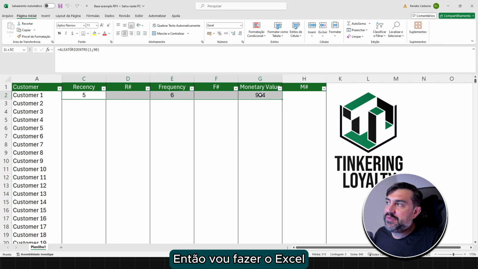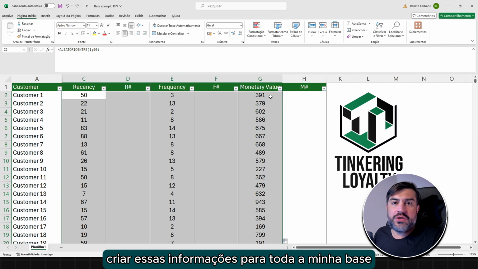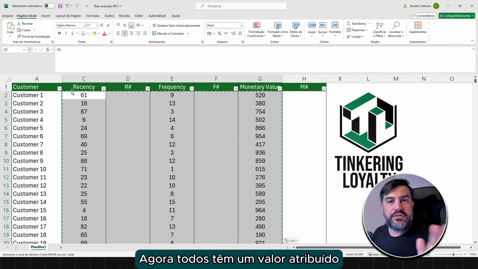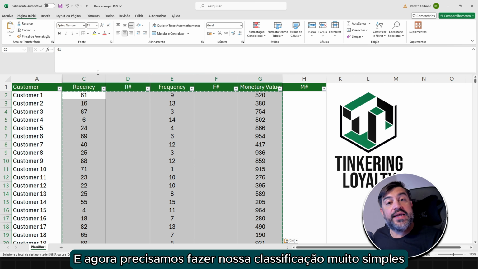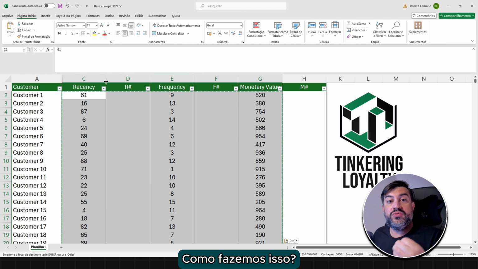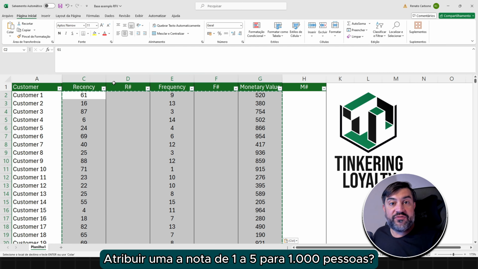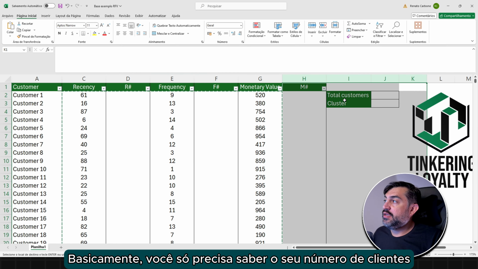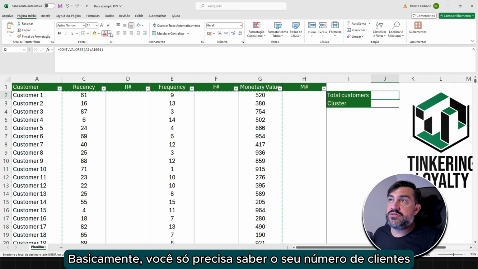So I'm going to make Excel send this information to all the base, but this is just because I don't have your invoices here. Now everyone got a value assigned, and now we need to do our very simple ranking. How do we do that, assigning 1, 2, 3, 4, 5 to 1,000 people or less? Essentially, you just say, how many customers do I have? In my case, I have 1,000.